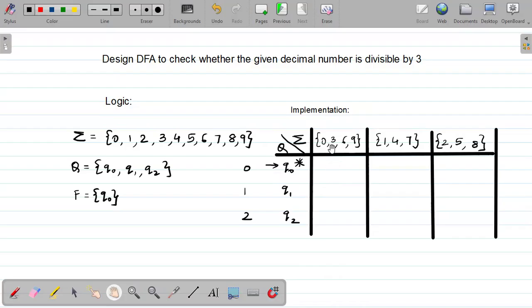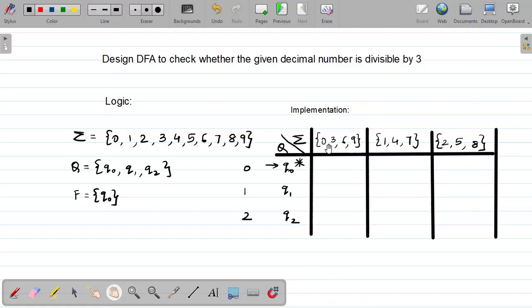Now here, if you see, I have grouped 0, 3, 6 and 9. The input is 0 to 9, so I should have 9 columns. Instead of that, what we have done is the numbers that are divisible by 3, we have grouped them together, because it will give the same states. Numbers that are giving remainder as 1, we have grouped them together. Numbers which give remainder as 2, we have grouped them together. In this way, we are having only 3 columns. You can do it with 9 columns also, but it will be a long table. So instead of that, this makes it easier.